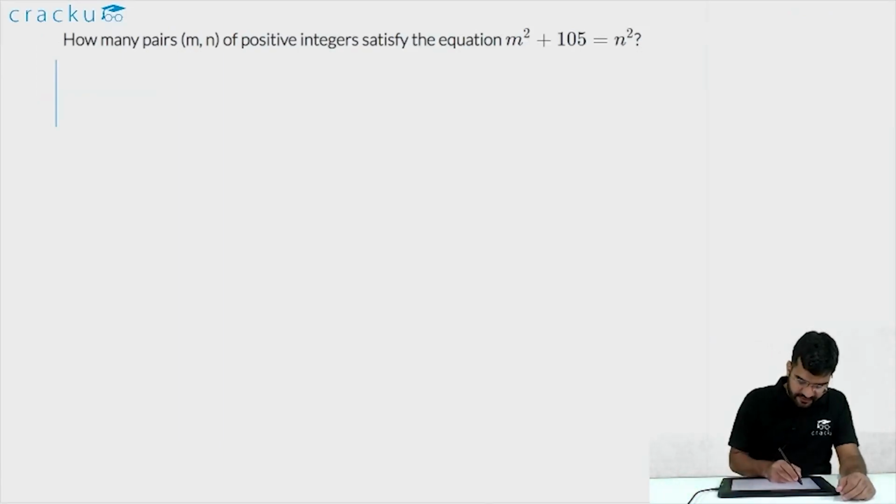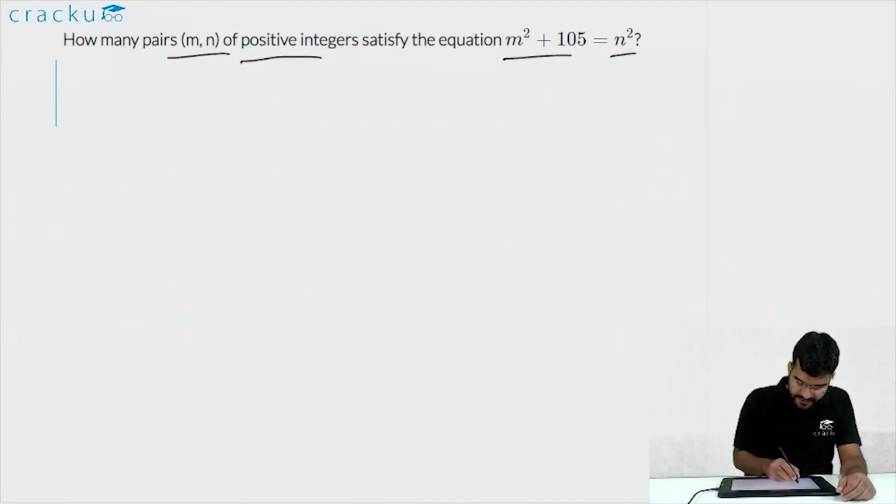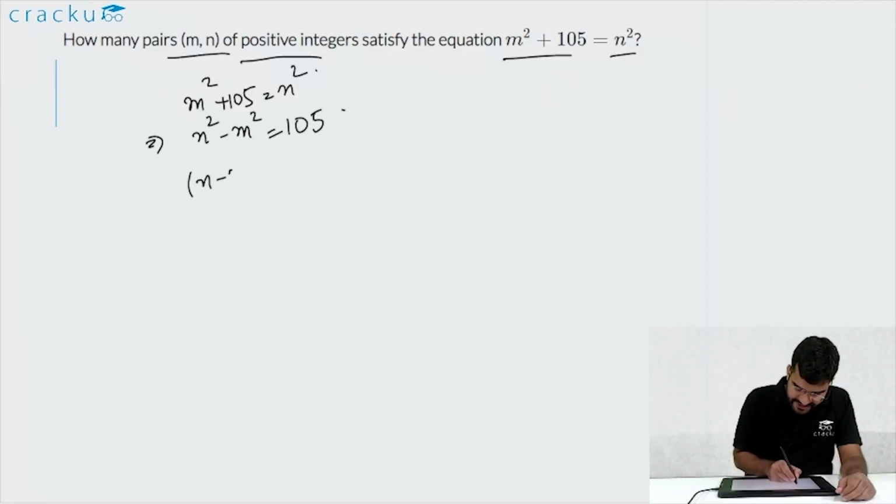In this question, we are required to find out the number of pairs of positive integers which satisfy the equation m² + 105 = n². So m² + 105 is equal to n². This would imply that n² − m² is equal to 105, or (n − m)(n + m) is equal to 105.